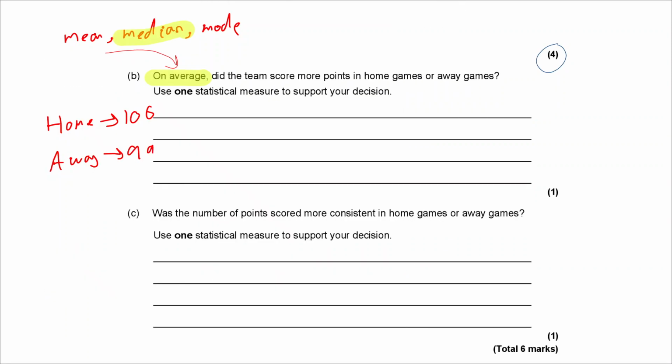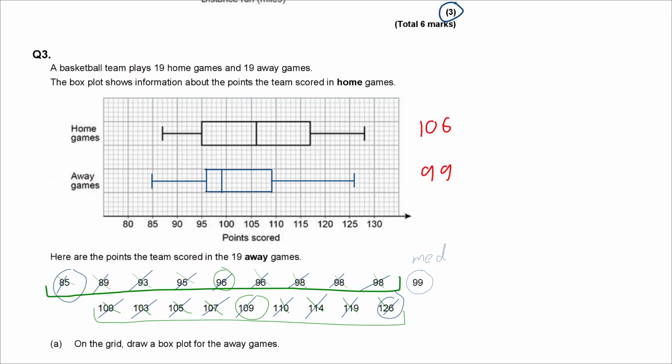Now we've got to go and put this into some words here. So on average, which team, on average, sorry guys, my thing's glitching out.